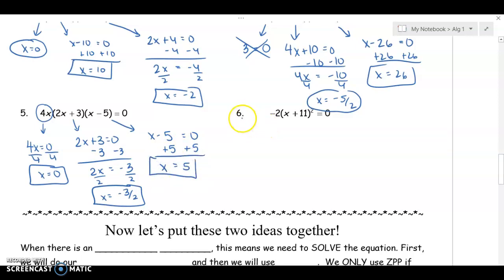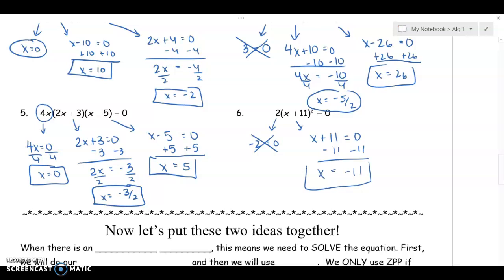All right. Number 6 is a little bit weird because it's got the squared there, but you're still going to treat it the same way. You can't set negative 2 equal to 0, so there's nothing we can do with that. The only thing we're going to do is just set x plus 11 equal to 0. Subtract the 11 and you get x equals negative 11. All right, so that one only has one solution. It only crosses the x-axis in one spot.